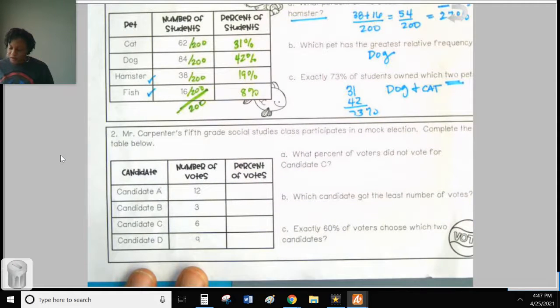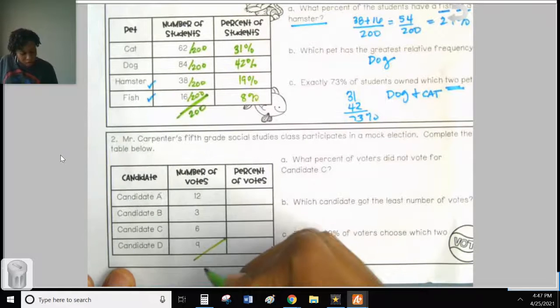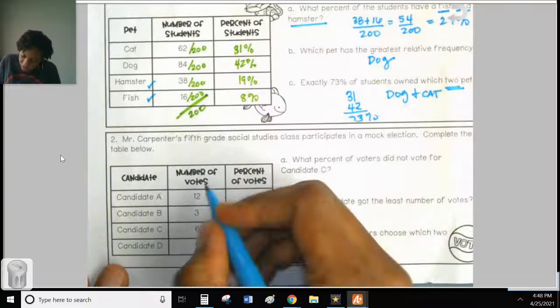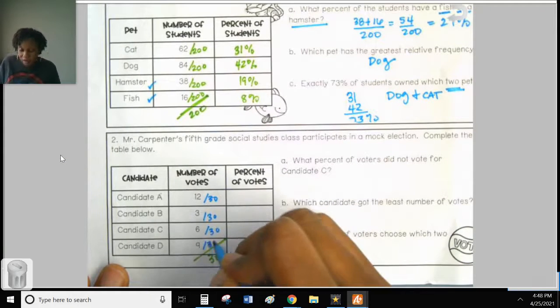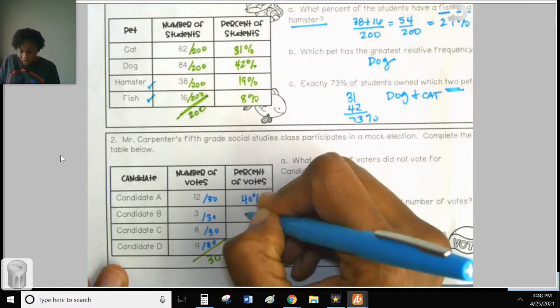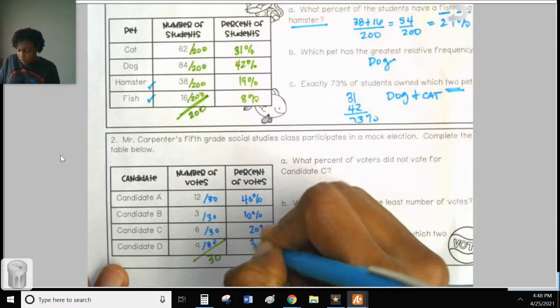Okay, so let's look at our next table. Mr. Carpenter's fifth grade social studies class participates in a mock election. Complete the table below. Again, I want to get the total. 12 plus 3 plus 6 plus 9, that's 30. Okay? So then I want to get my percentages of votes. I'm going to take the number, the part, and divide by the whole to get my percentages. Okay? And then I've done this ahead as well. This is 40%. This is 10%. This is 20%. And this is 30%.